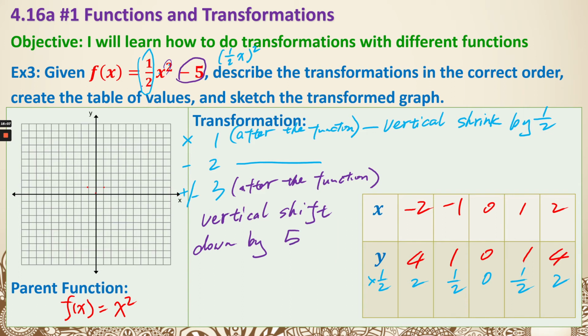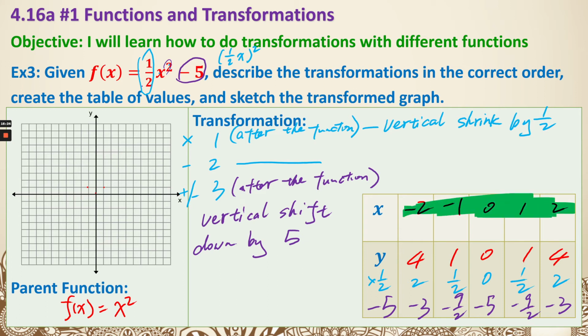Since it's vertical, I don't need to flip anything. I just do exactly what it is. So I'm going to need to subtract 5. 2 minus 5 is -3. 1/2 minus 5 is -9/2. 0 minus 5 is -5. Next one, -9/2. And the last one, -3. Now, these are the new points I'm going to graph. The x didn't change.